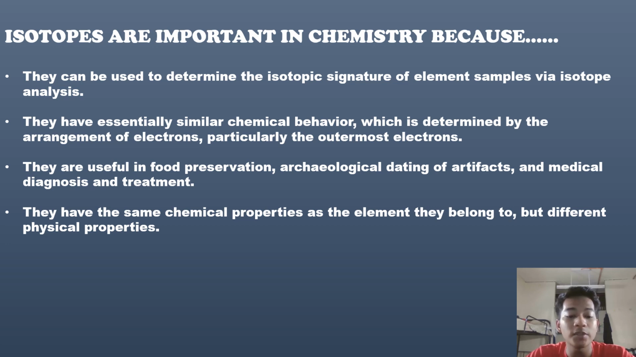Besides, most elements are found as a mixture of several isotopes, and samples enriched in one particular isotope are needed for certain applications in industry, medicine, and science. And lastly, they have the same chemical properties as the element they belong to, but different physical properties.